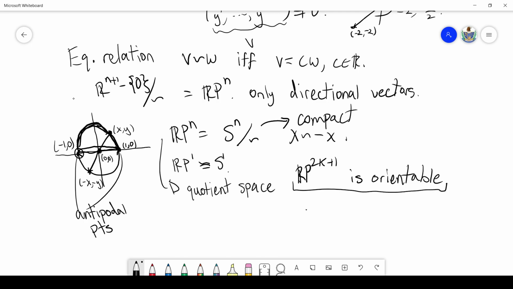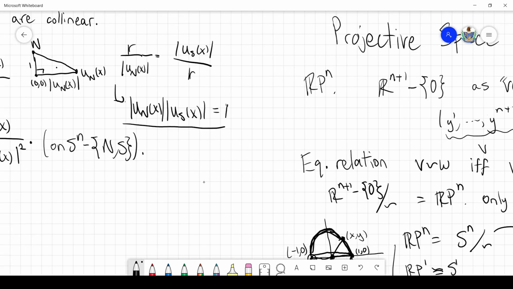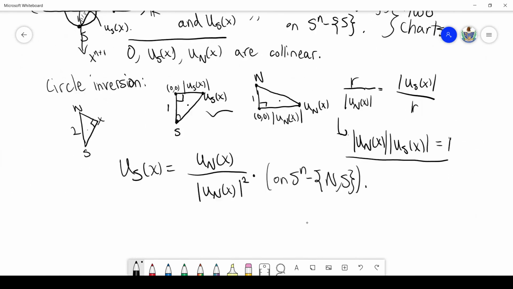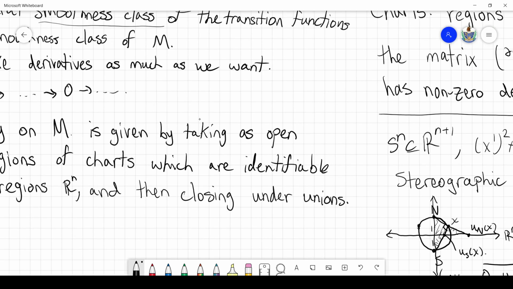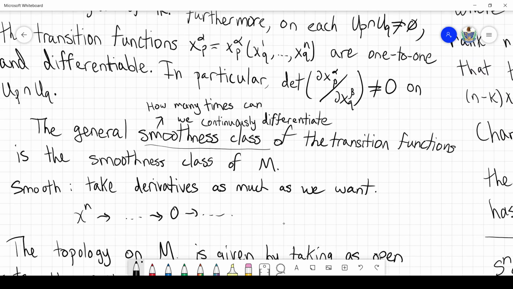So anyway, with that being said, I think this is a good stopping point. I've covered all the examples I wanted to cover, and of course the definition of a manifold and the topology on a manifold.